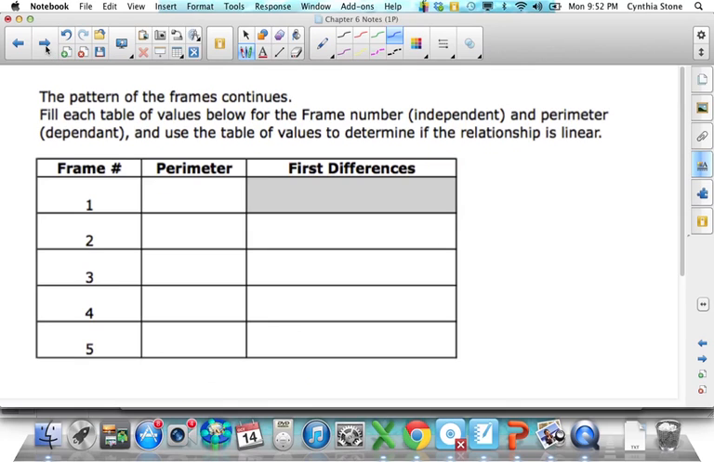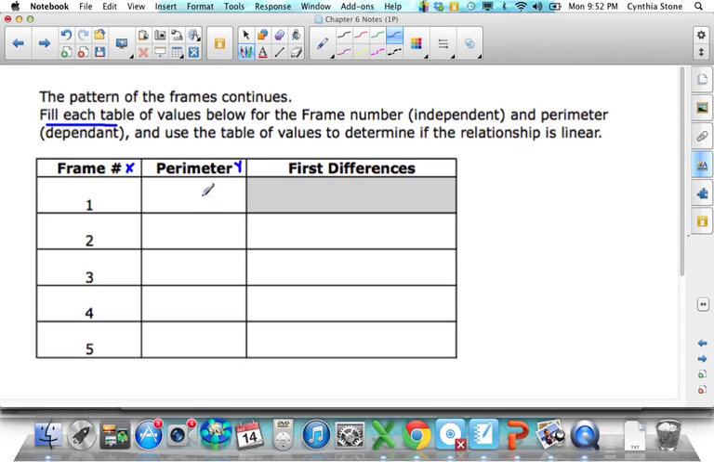And the next one asks us to fill out a table of values for the frame number. So this becomes our independent, or our x, right? We have our x right there. And here's our y. And we're supposed to list the perimeter right here.